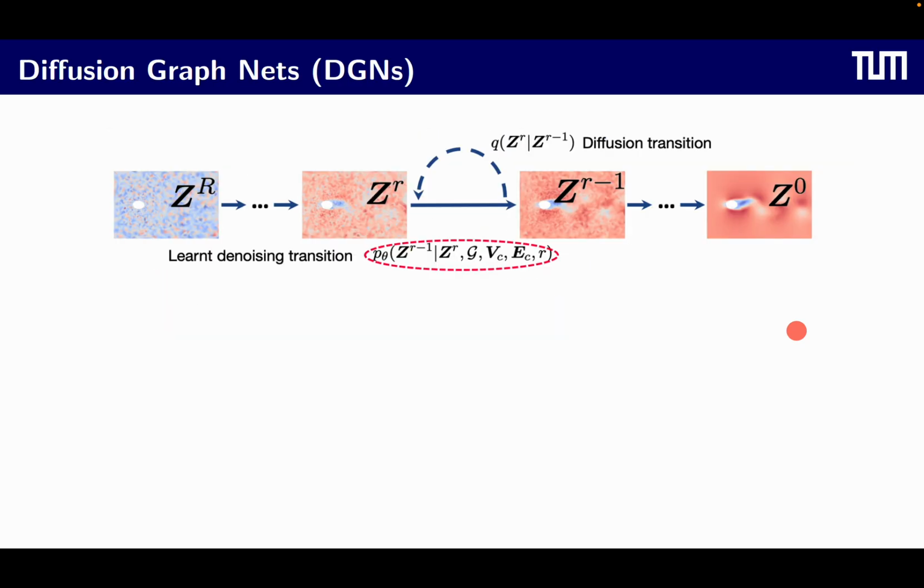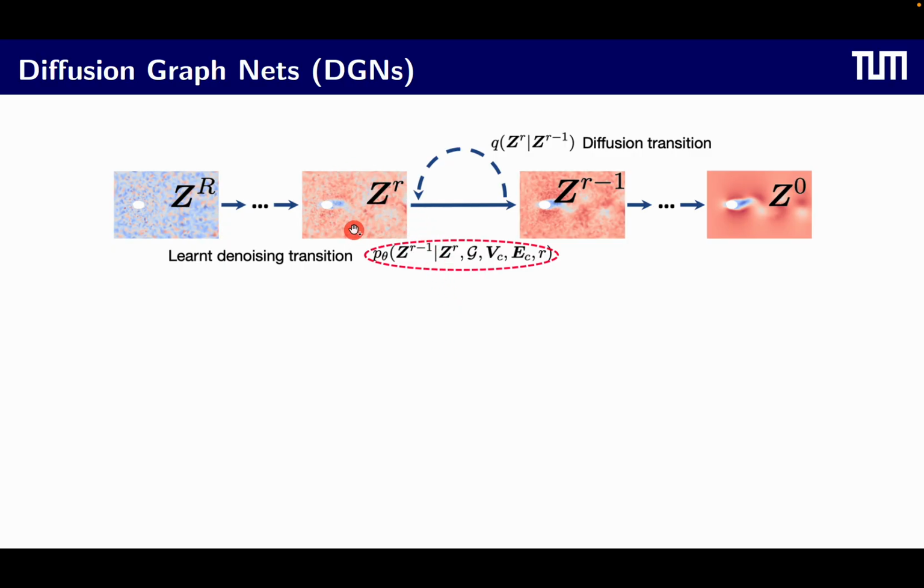We follow the improved DDPM framework, but instead of applying it to images, we apply it to physical fields defined on the nodes of a graph. Here we have from right to left the diffusion process where noise is added following a prescribed noise schedule, and from left to right we have the denoising process where each of the denoising transitions is a Gaussian parameterized by our diffusion graph net. This network takes as input the physical fields at the current time point.